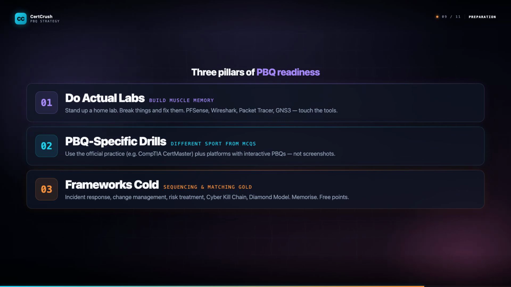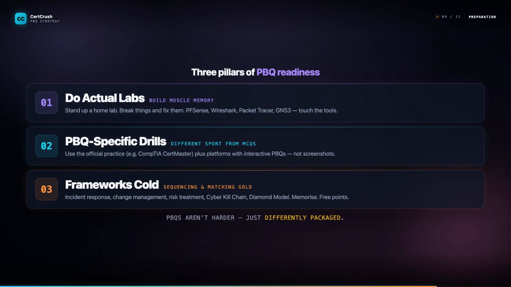Third, learn the frameworks and processes cold. Incident response phases, change management steps, risk treatment options, the cyber kill chain, the diamond model. These frameworks show up constantly in sequencing and matching PBQs, and if you have them memorized, these questions become free points. A quick reality check.